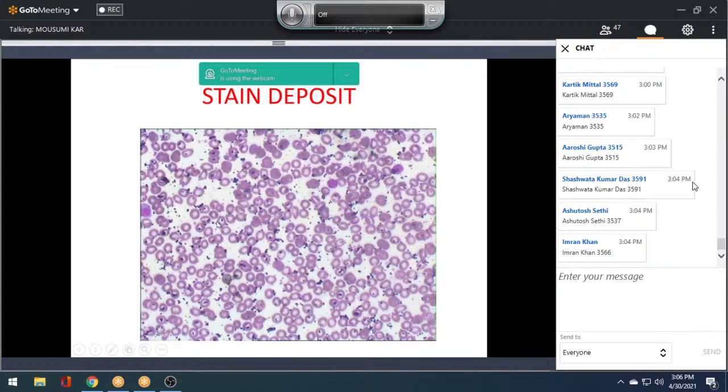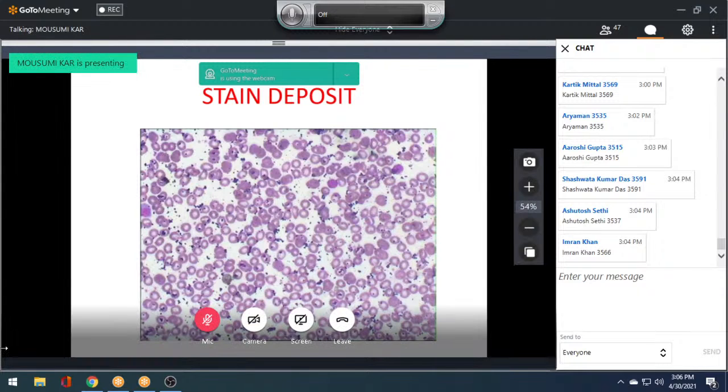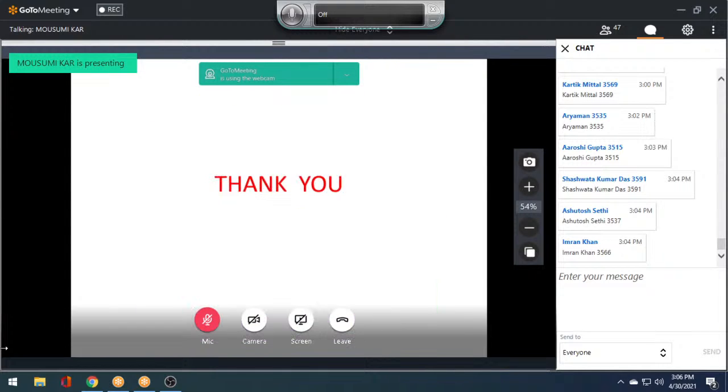This is just an example of stain deposit. You can see all these are stain deposits. Stain deposit causes a problem because you'll get confused. Where is a platelet? Where is the stain deposit? Understood? So it causes a lot of problems with platelet counting especially.